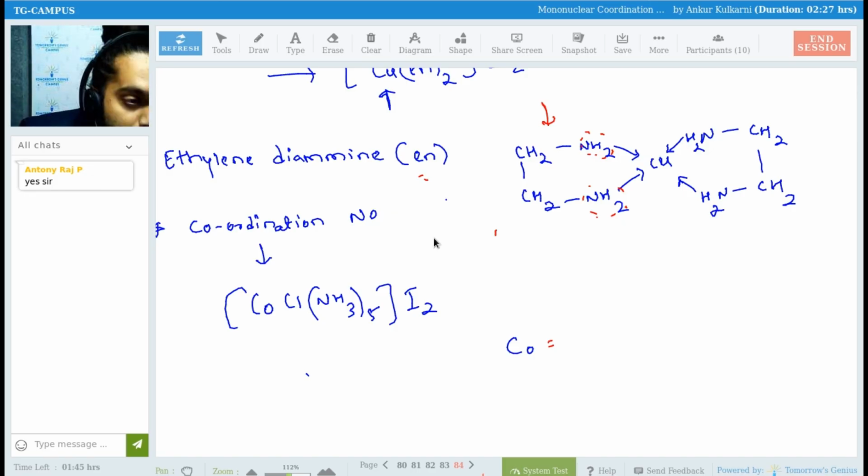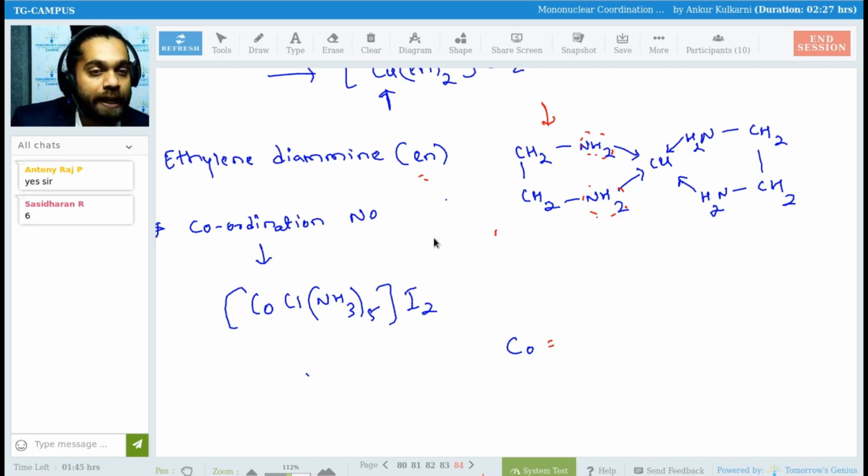No, you do not have to count the counter ions. I've told you it is just the ligands you have to count. You do not have to count the counter ion. Correct? So over here, we have 6 coordination number.